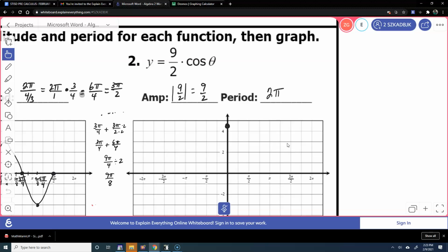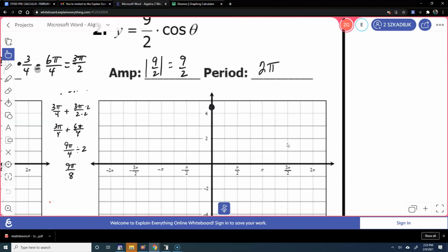It's understood that cosine has a period of 2 pi. So if we go to our graph, we know that at 0, it's going to have a max at 4.5. And we also know at 2 pi, it's going to have a max at 4.5. In between 0 and 2 pi is pi. We know at pi it's going to have a min at -4.5.